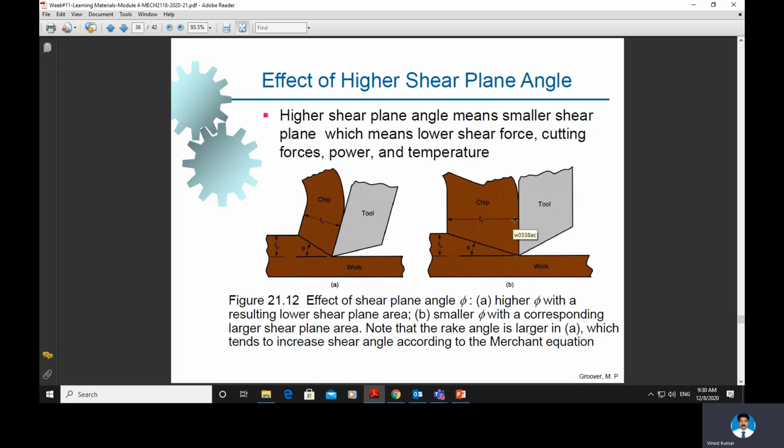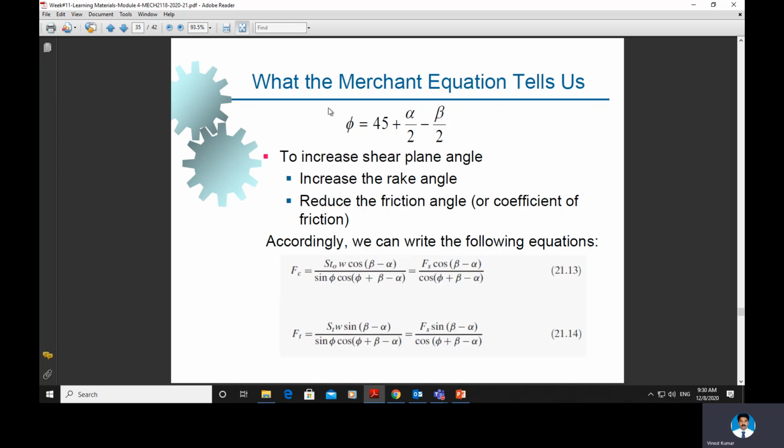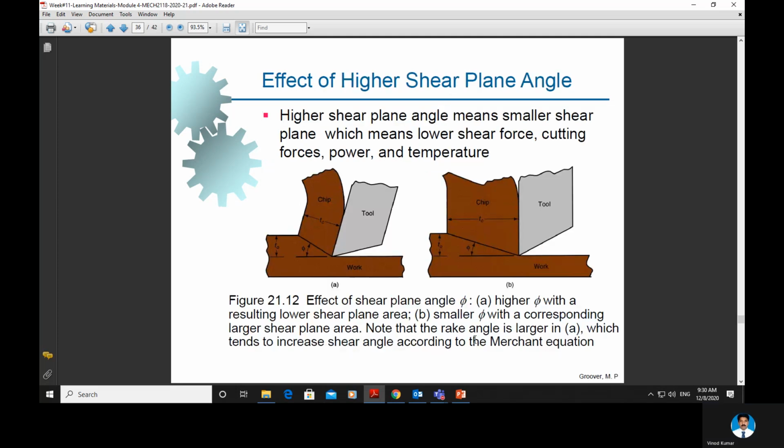But if alpha is very small, phi will be less. As phi is less, we require more shearing area, which means more shearing force and more shearing power. This is the importance of the Merchant equation in the metal cutting process. Similarly, we can calculate Fc, the cutting force, using shear force times cosine of friction angle minus rake angle, divided by cos of phi plus beta minus alpha, and thrust force equal to shear force times sine of beta minus alpha divided by cos of phi plus beta minus alpha.